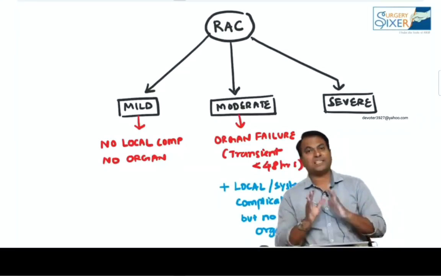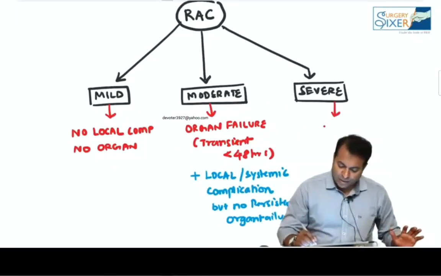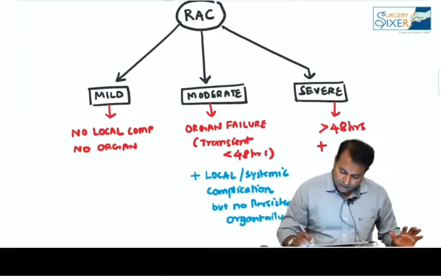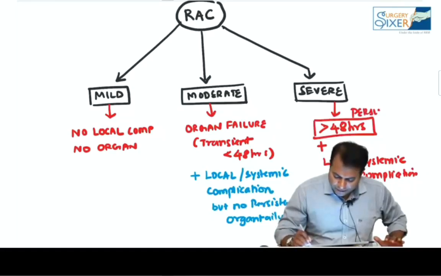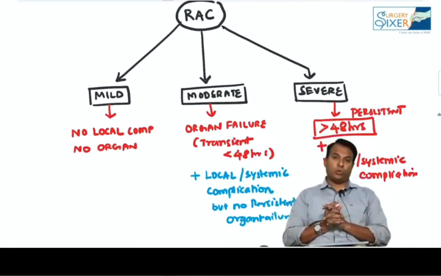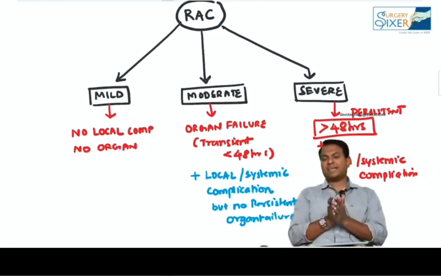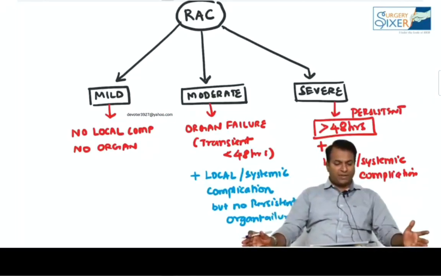When you go and see 48 hours later, the patient is recovering. So it is moderate. Severe is a dangerous case. Again, I will tell you: persistence of organ failure for more than 48 hours, with local or systemic complication, is known as persistent. So persistent organ failure above 48 hours is known as severe acute pancreatitis. So in 48 hours itself, in a pancreatitis patient, you can say whether he is a moderate or severe case.